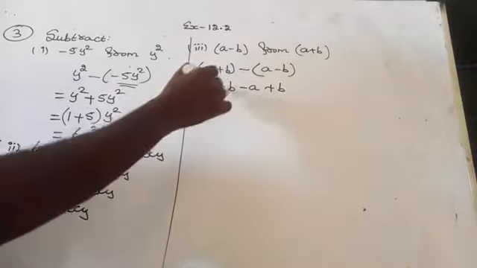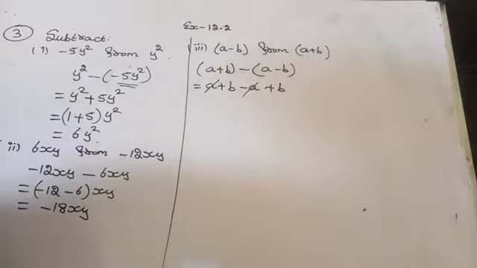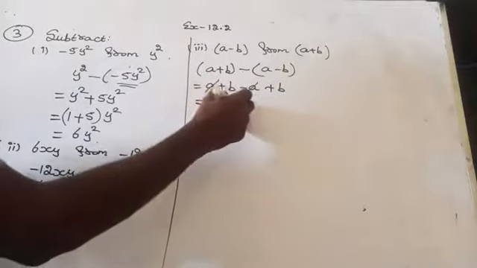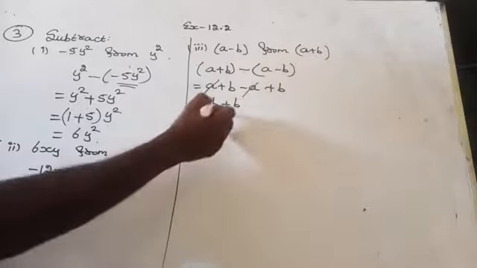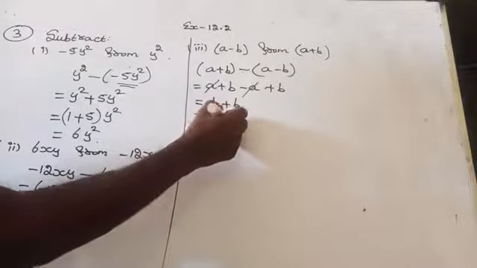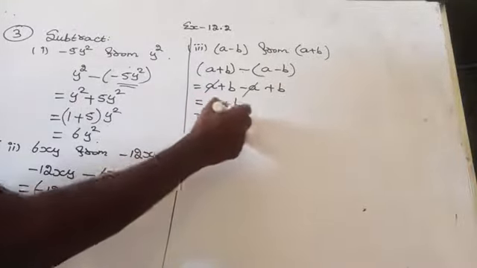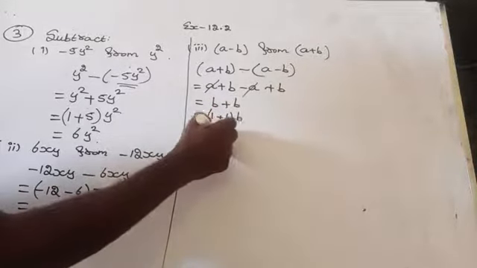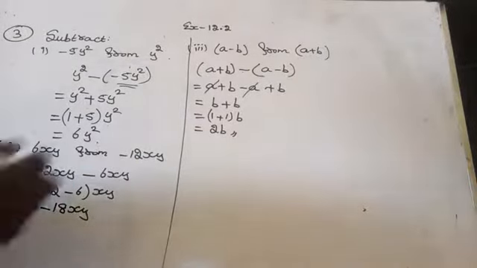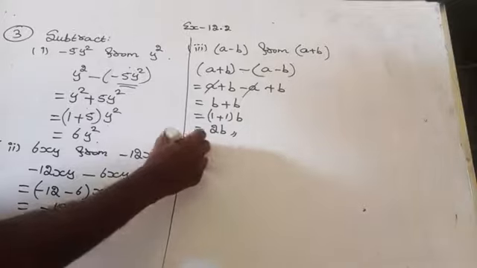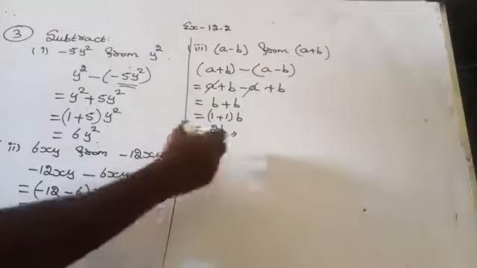Now plus a minus a we can cancel. Am I right? 2 minus 2 is what? 0. Now what we are having? b plus b here. So b plus b is 2b. How are you getting 2b? What is the numerical coefficient of b here? 1. So 1 plus 1 is 2b. Are you getting there? Yes.